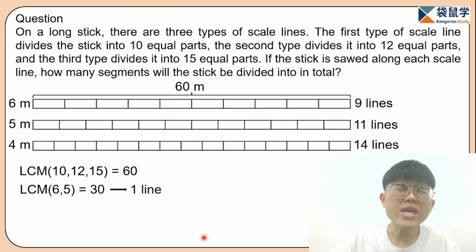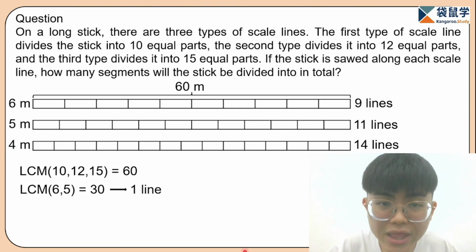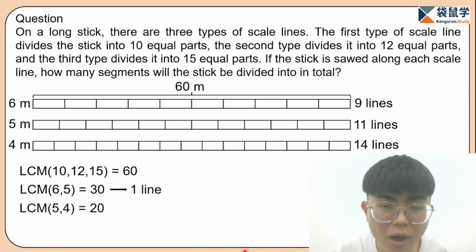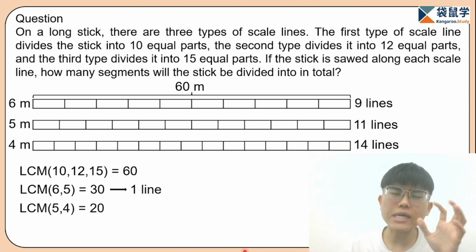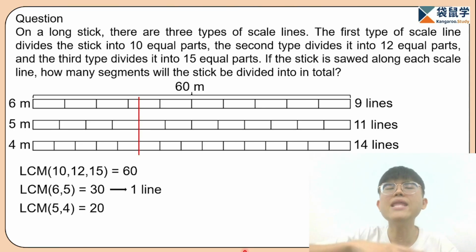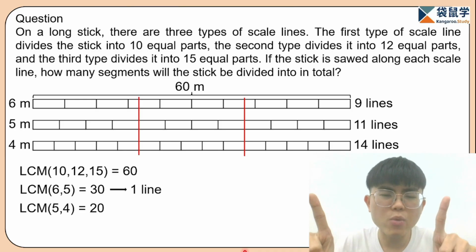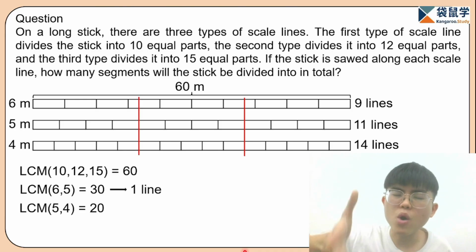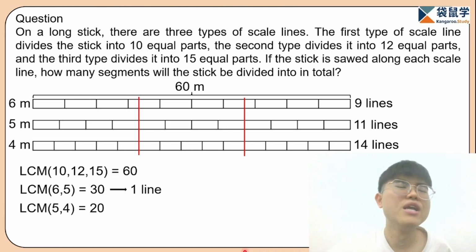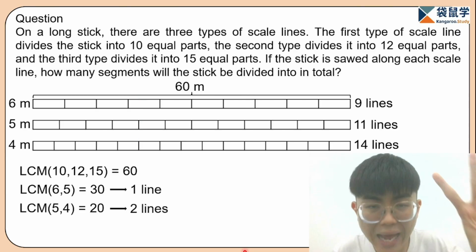For the next one, we can find out the 6 meter, the 5 meter and the 4 meter, right? Again, we need to find the least common multiple, which is 20. You can see in our figure right here, we will cut at the 20 meter, and the next one we will cut at the 40 meter, and as we mentioned just now, for 60 meter we don't count it, right? So in this case, there will be a total of 2 lines.